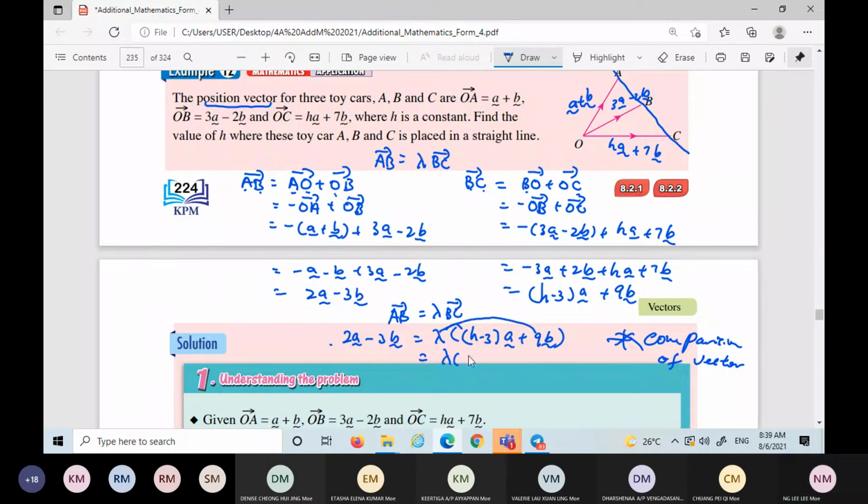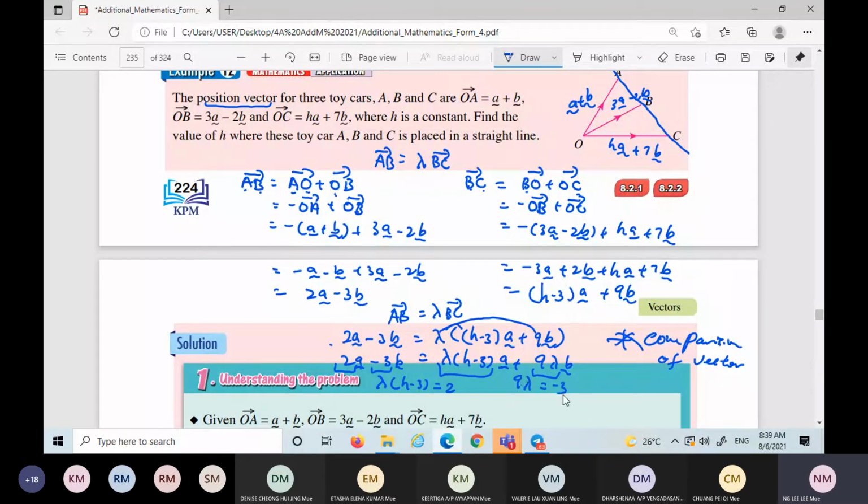Now you see, A with the A, the coefficient is 2 at the left and then on the right, lambda in bracket h minus 3 is equal to 2. Then compare with the coefficient for the B. On the left is -3, on the right is 9 lambda. So 9 lambda is equal to -3.